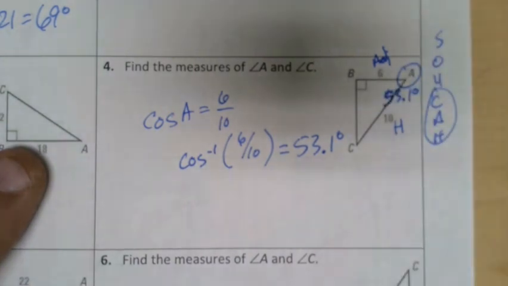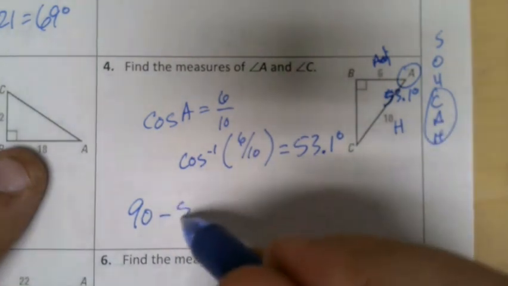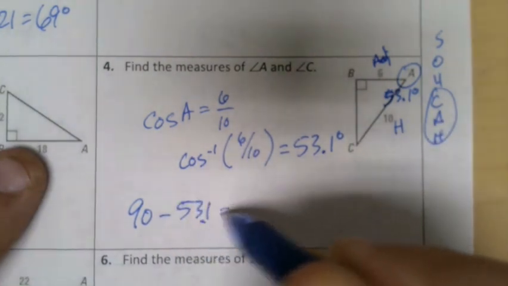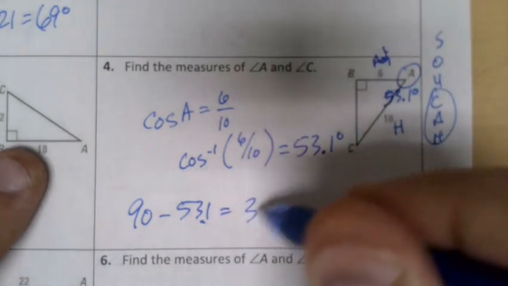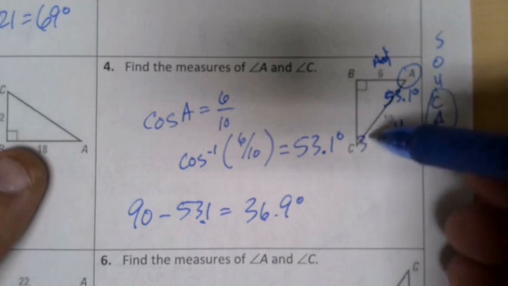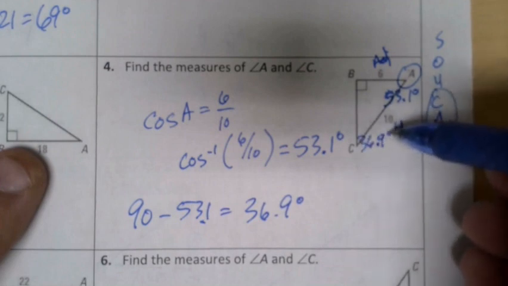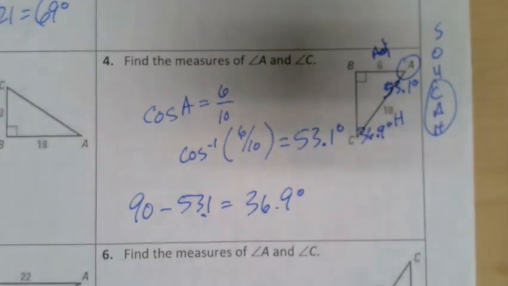Now to get C, I could do this whole trig ratio thing again like I did on the first page, but it's much easier just to go 90 minus that 53.1. And that's going to give me something. 90 minus 53.1 gives me 36.9. So 36.9 degrees. So that is angle C, 36.9 degrees. And that's it. That's what we're looking at.